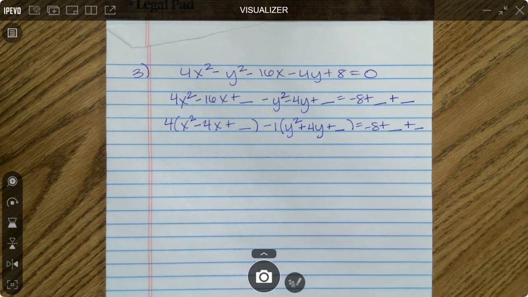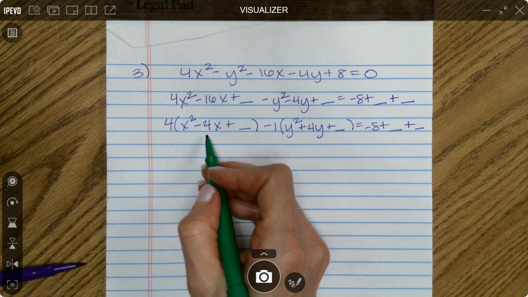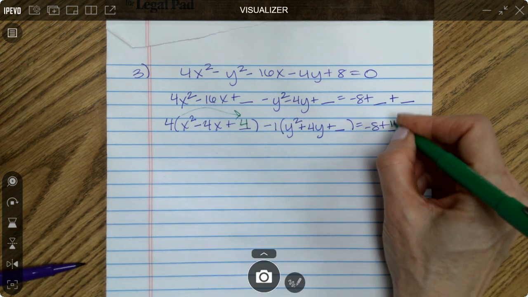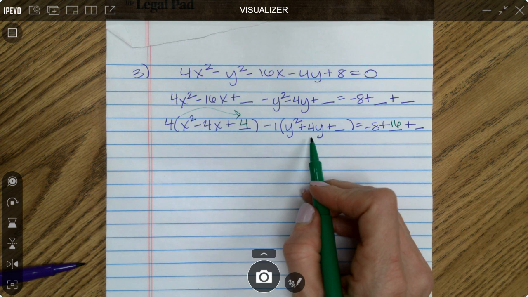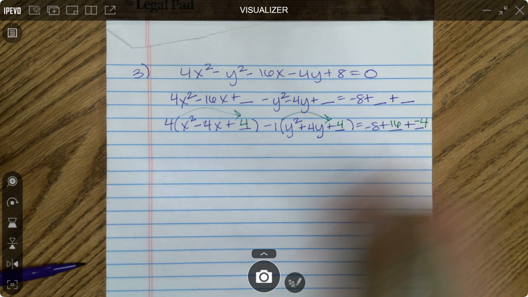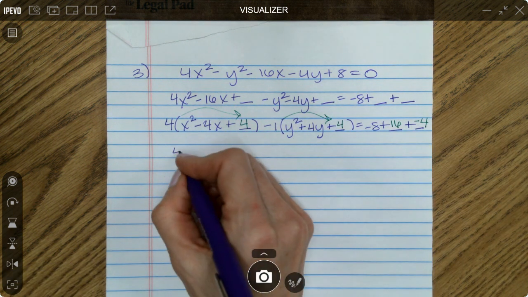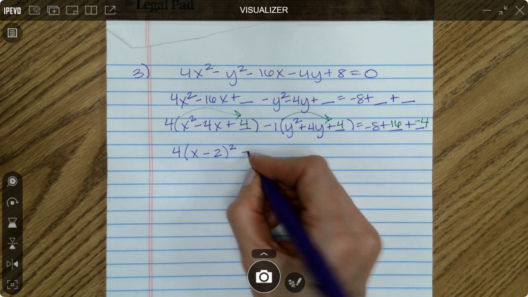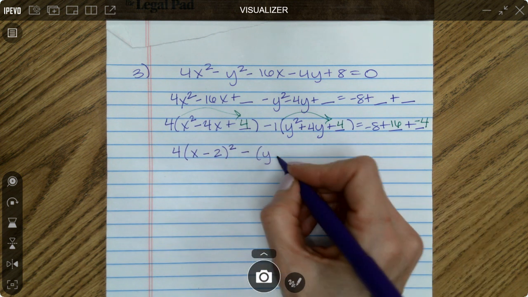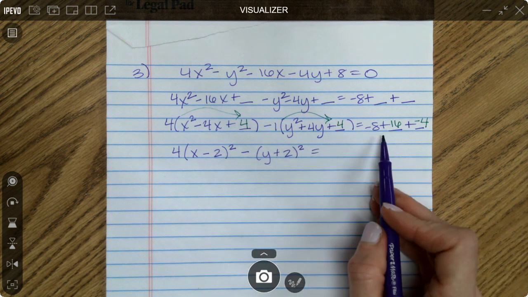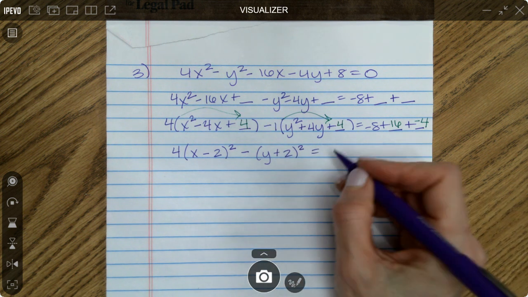Now I can complete the square. Half of 4 is 2, 2 squared is 4. But to balance, that needs to be a 16. Half of 4 is 2, 2 squared is 4. To balance, that has to be a -4. So I have 4 times x minus 2 squared minus y plus 2 squared equals, and this comes out to be positive 4.